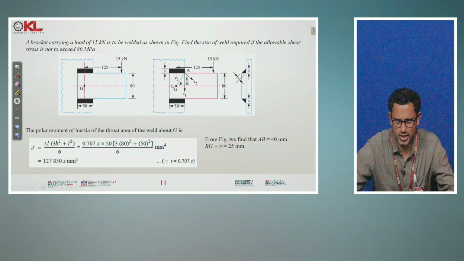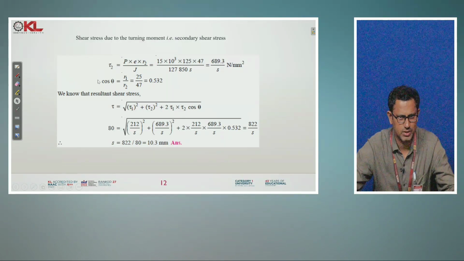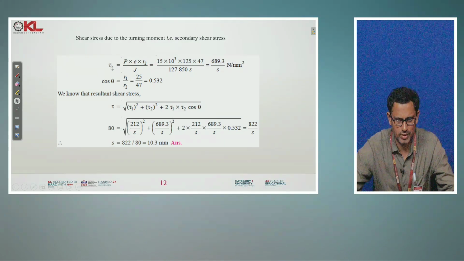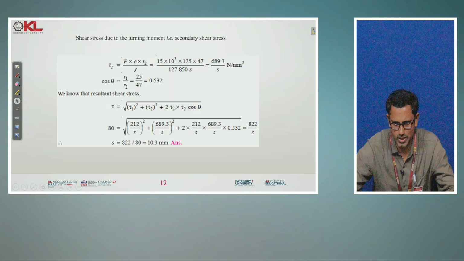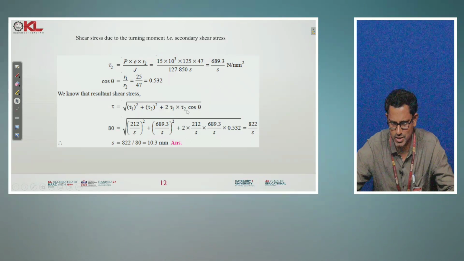R2, I already told you, is nothing but under root of R1 square plus half of this width, that means 40 square. Then you will get this R2 value. By substituting that R2, you will get the tau 2 value also. Cos theta, we know, is equal to R1 by R2, so that is also calculated. So substitute the tau 1 value, tau 2 value and cos theta value in the final resultant shear stress equation. From that equation you can calculate the size of the weld.